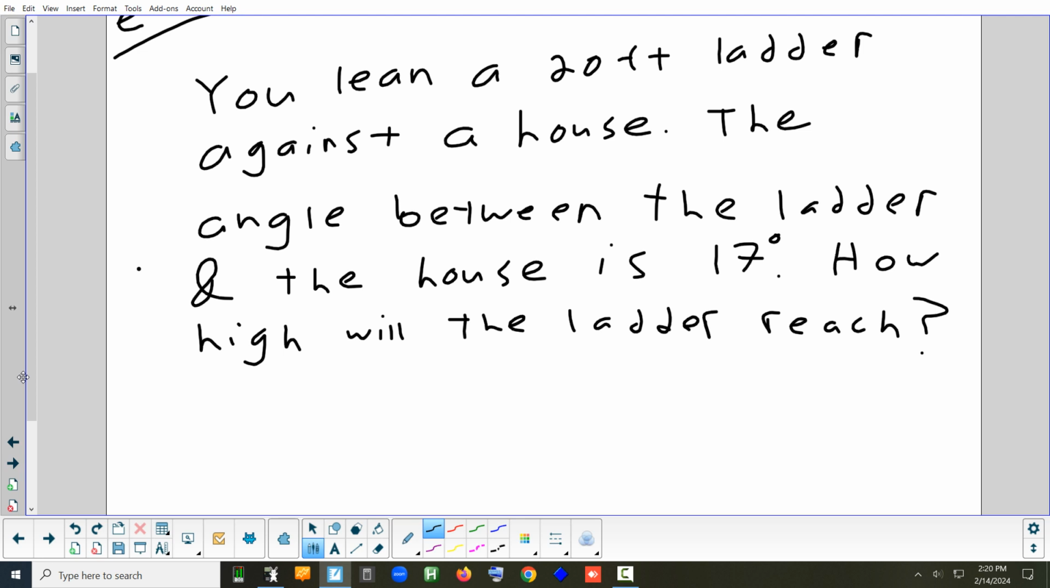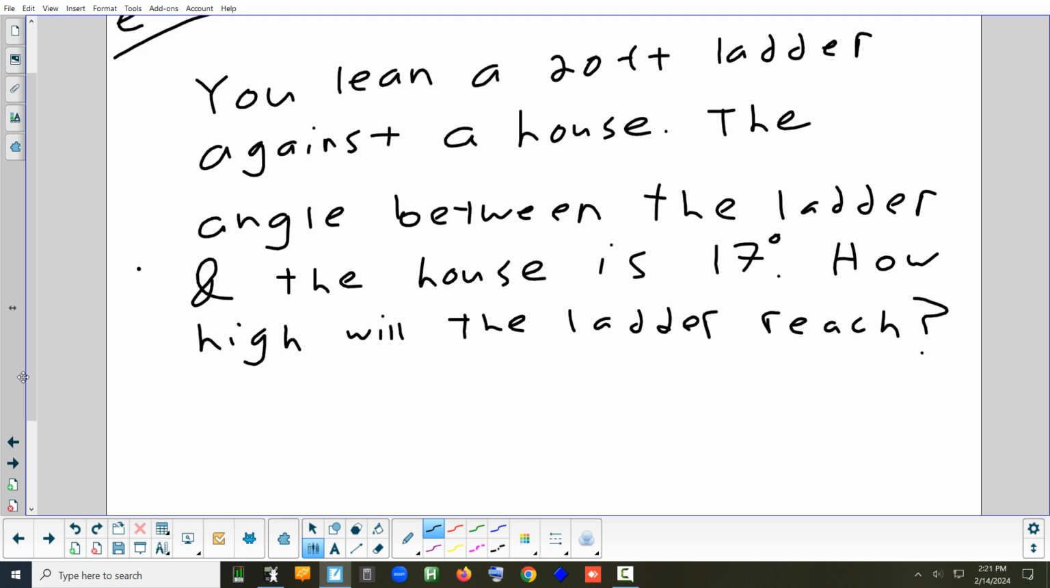No, because it's still going to be at an angle. So the more of an angle you put, the less high it's going to reach. Okay, so what do you think would be helpful with all that information? Drawing a diagram. Yeah, let's draw a diagram.